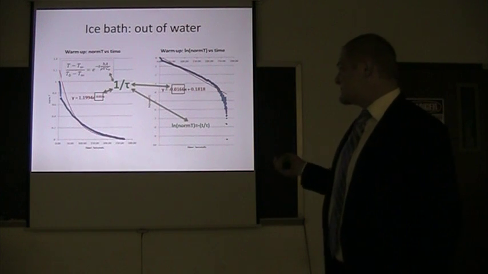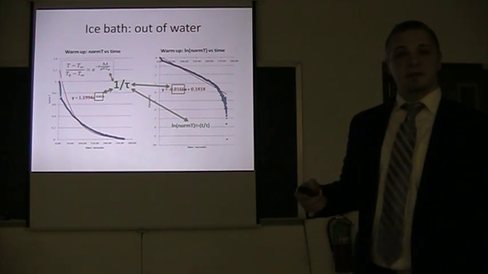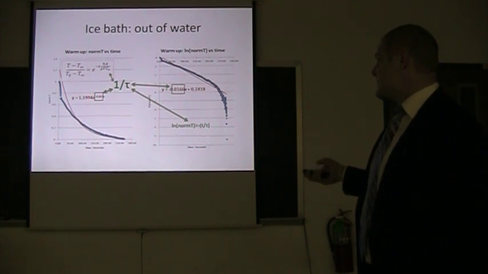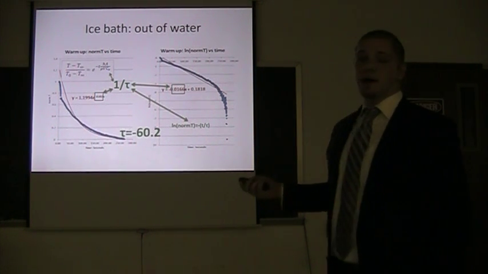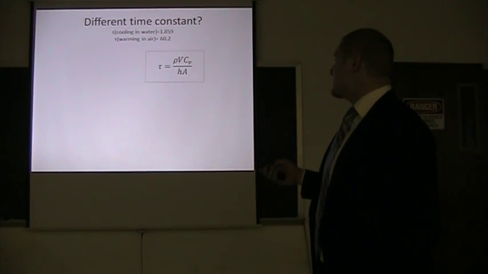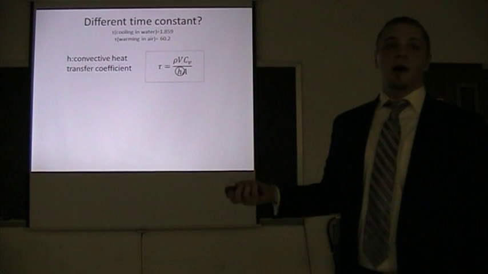All right, and then same exact scenario from last slide, this is the 1 over tau for each of the equations, and then the tau for this one came out to be a lot higher at negative 60.2. All right. Now, different time constants. Probably wondering why we have them.